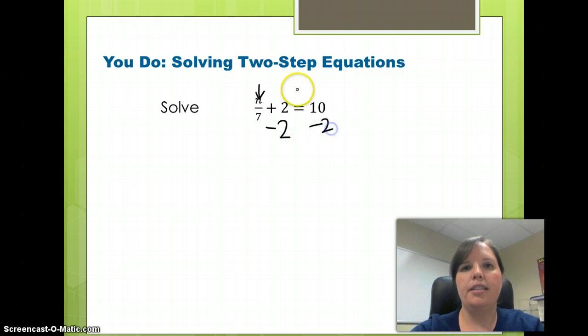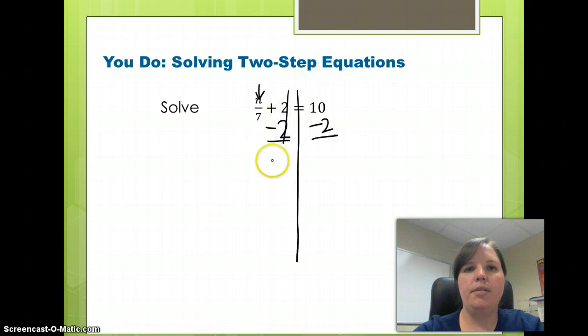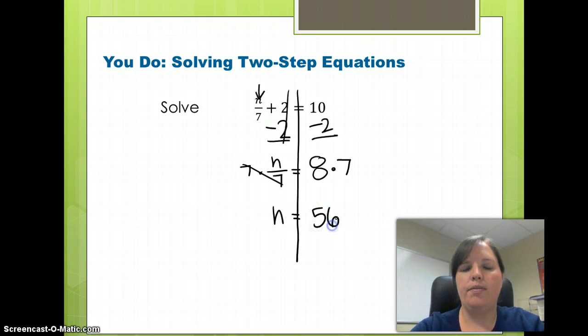So first thing is, and I'm going to divide my page down the middle here, I'm going to subtract 2 from both sides. The 2's cancel out. n over 7, nothing happened to it. And I'm going to do 10 minus 2 is 8. How do I undo the next operation? Well, it's division, so I'm going to multiply to undo. n is equal to, and 7 times 8 is 56. So those are your basic two-step equations.